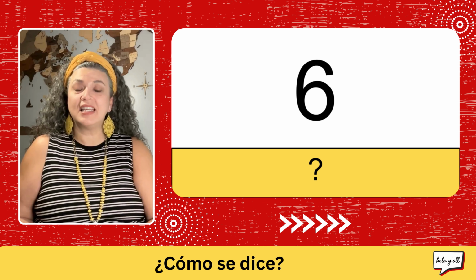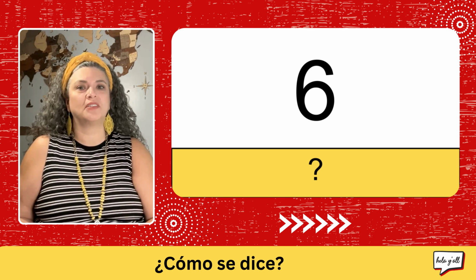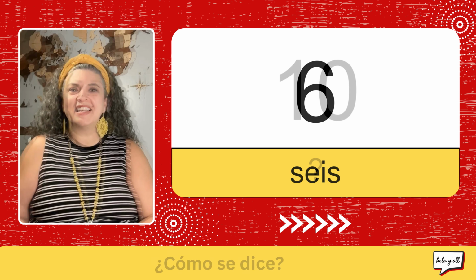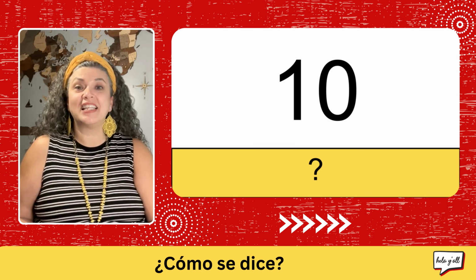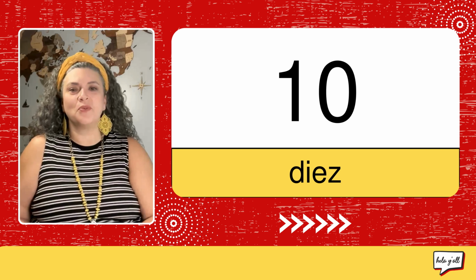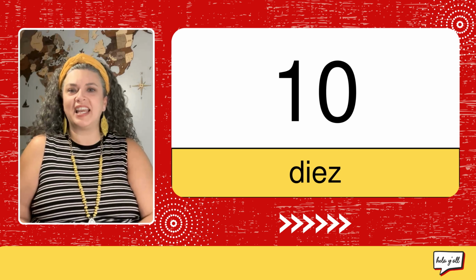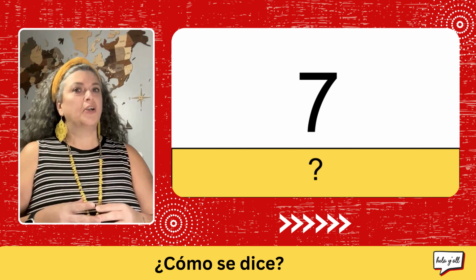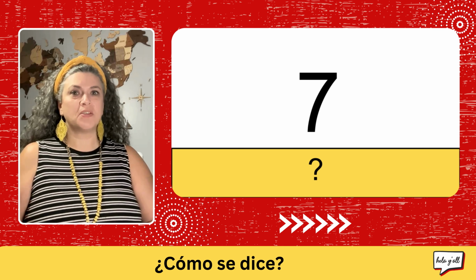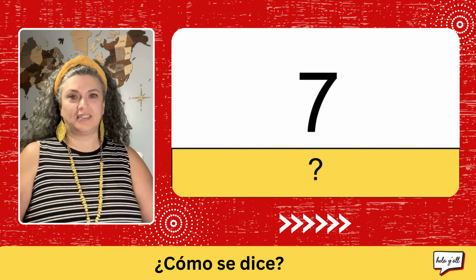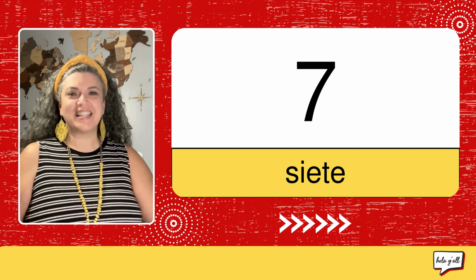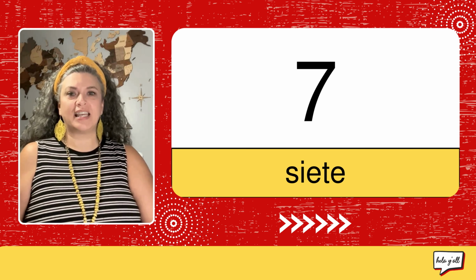¿Cómo se dice six en español? Okay, seis is correct. And ¿cómo se dice ten? You are right. You are on fire. It is diez. ¿Cómo se dice seven en español? Sí, siete.